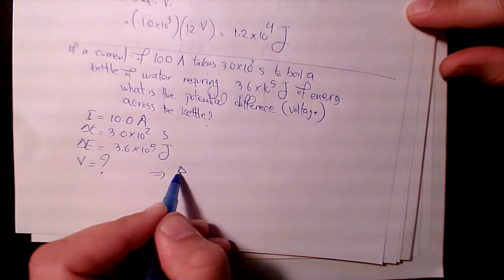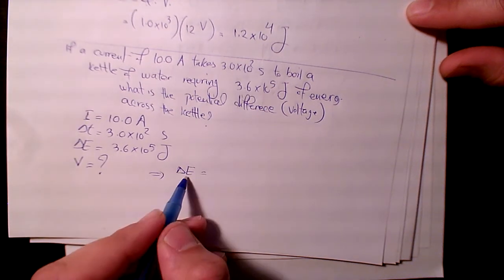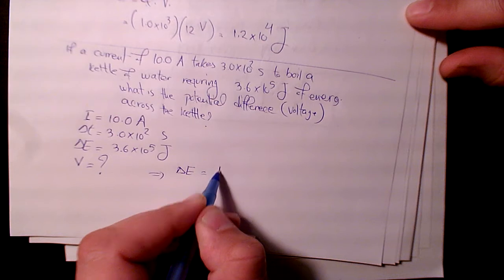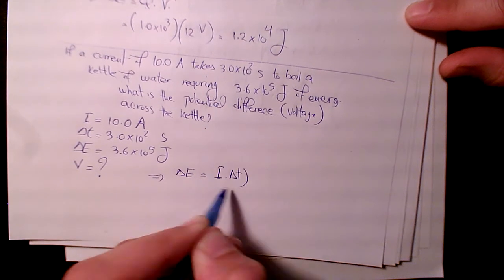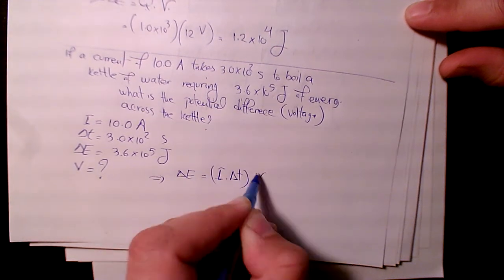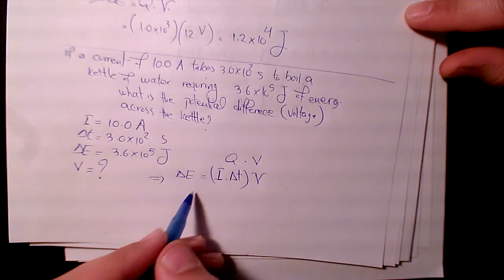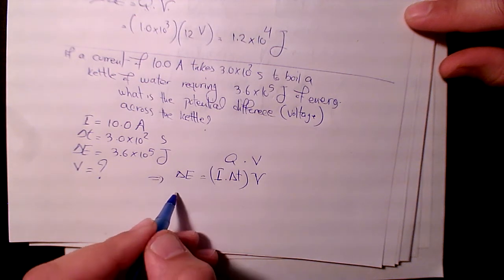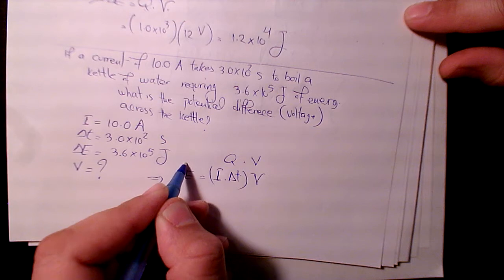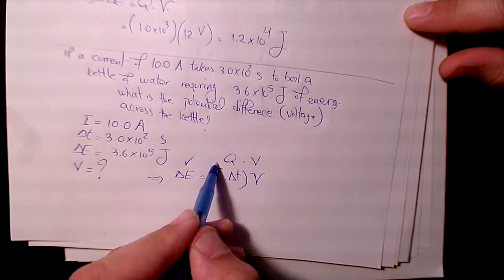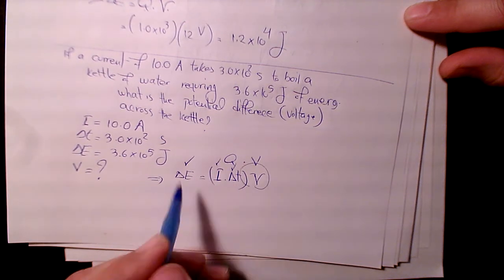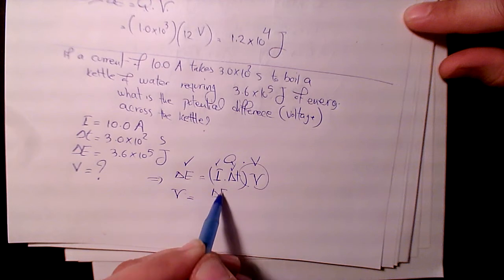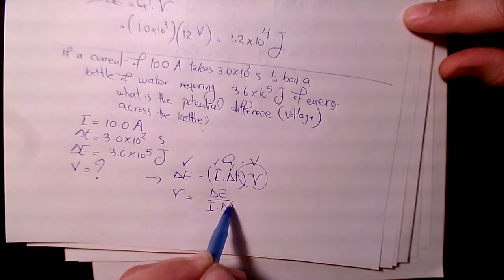So we know delta E from the previous part. We know delta E is equal to I times delta T, which is the same as Q times V. So we have delta E, we have I, we have delta T, we don't have V. So V will be equal to delta E divided by I times delta T.